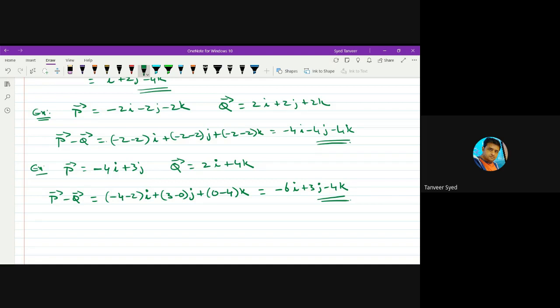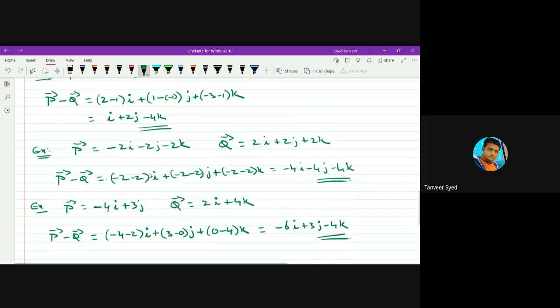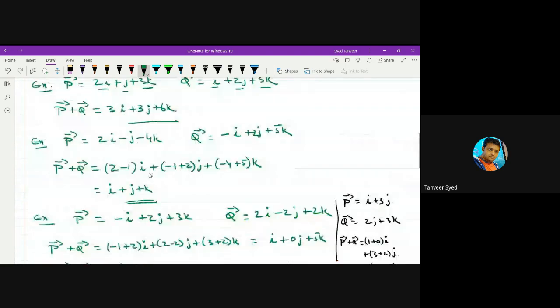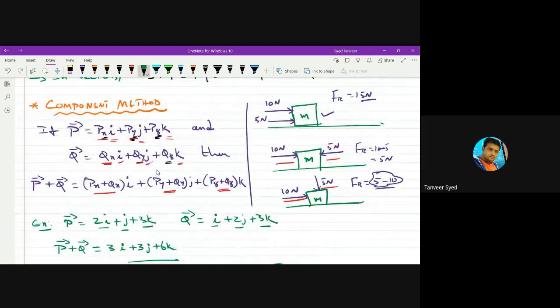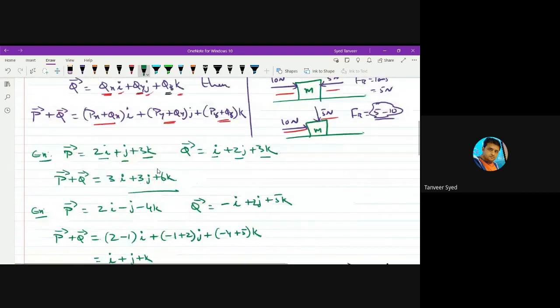So this is how you perform addition of vectors by the component method. Only thing to be kept in mind is while adding, add i to i, j to j, k to k. While subtracting, subtract i from i, j from j, k from k. That's all.